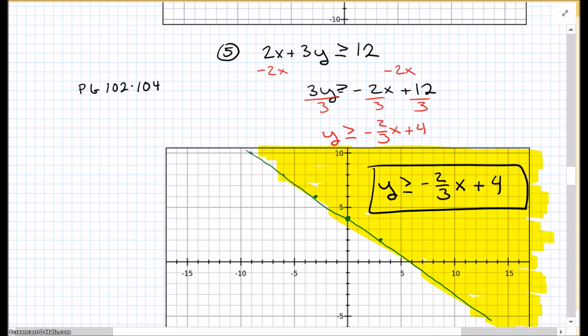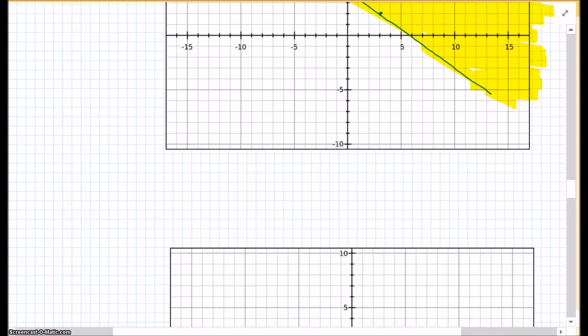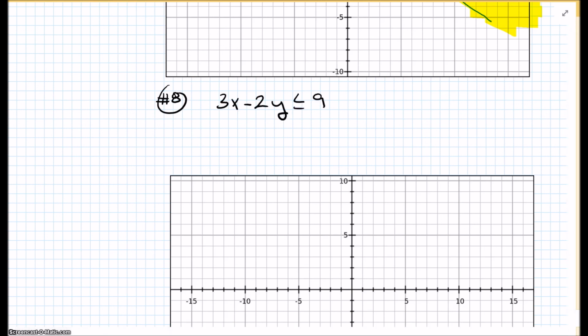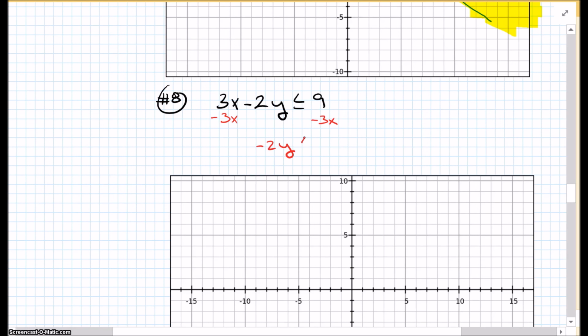Okay. Going on to number 8. Okay, number 8 says this. Graph the inequality. 3x minus 2y is less than or equal to 9. So we're going to subtract 3x from each side again. So that's going to give me negative 2y less than or equal to negative 3x plus 9. Divide everything by negative 2.